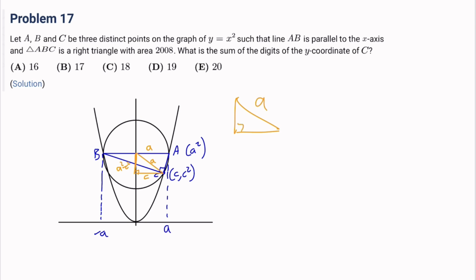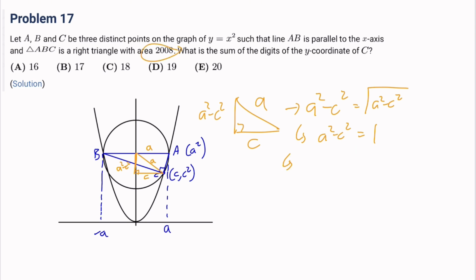If we use the Pythagorean theorem, this becomes a squared minus C squared. So this is the root of a squared minus C squared, and that means the root of a squared minus C squared equals 1, right? Because if we divide both sides by the root of a squared minus C squared, this is what it gives us.